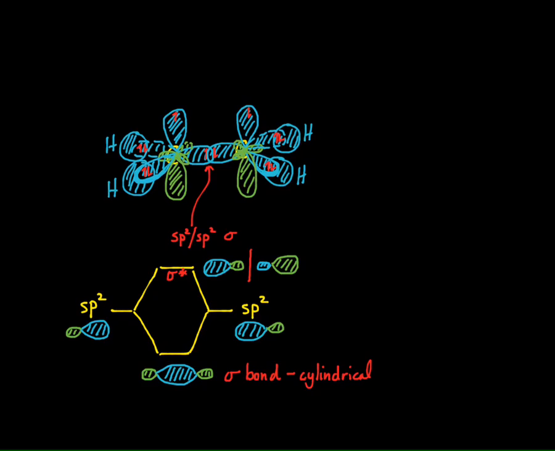But we know that each carbon contributes one electron, and so those two electrons both go into the sigma orbital, right? My new sp2 sigma orbital. And so I've created a strong bond here, right? Bond order of 1 because there are no electrons in the sigma star.